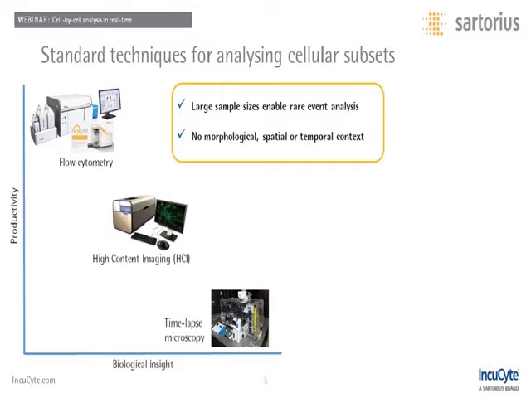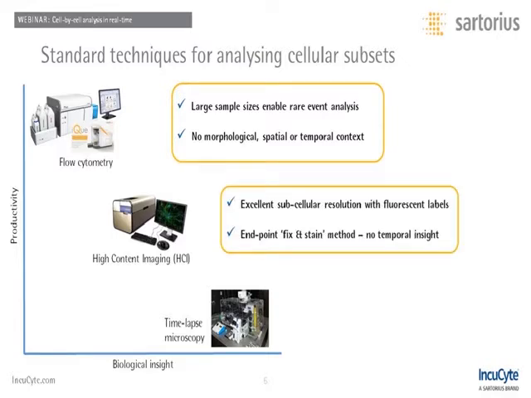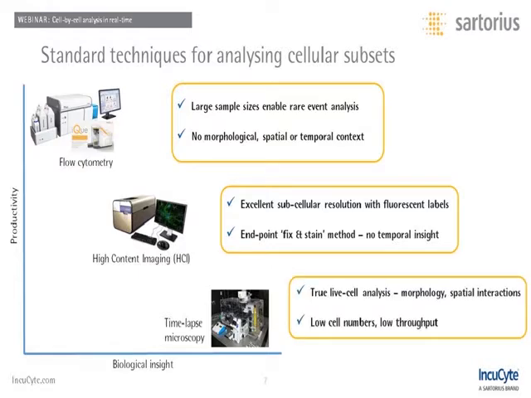However, because flow requires the lifting of cells in order to put them through the machine, it doesn't take into account the morphology of the cells. In order to do this, you need microscopy. High-content imaging uses automated microscopy, and image processing allows for high-throughput screening, which can again be used for subset identification depending on morphology and fluorescence. However, this uses endpoint fix and stain methods, so it doesn't afford the user any sense of kinetic data.